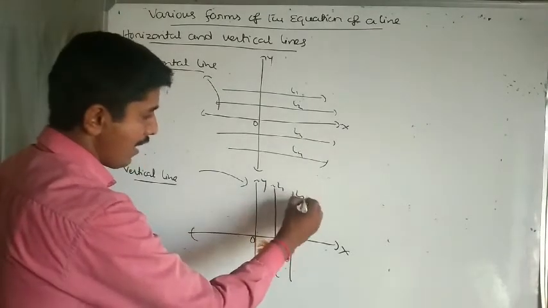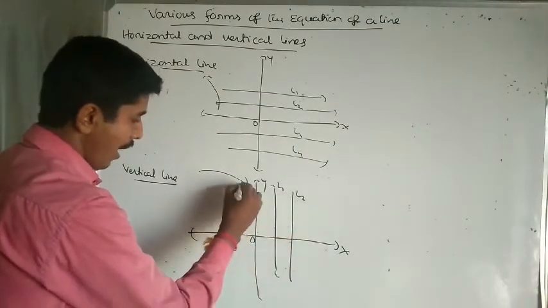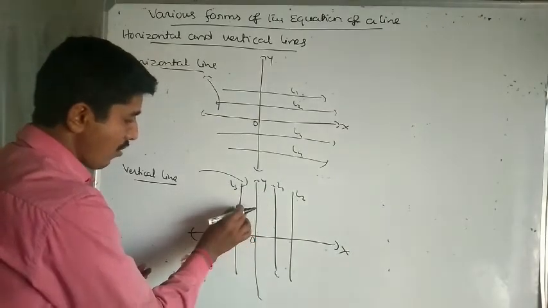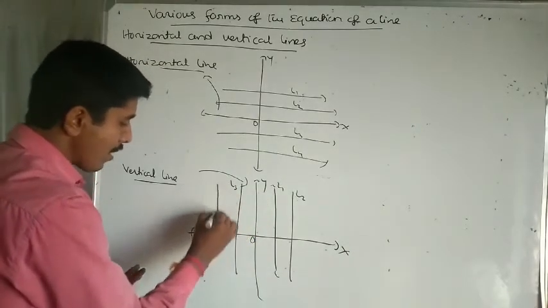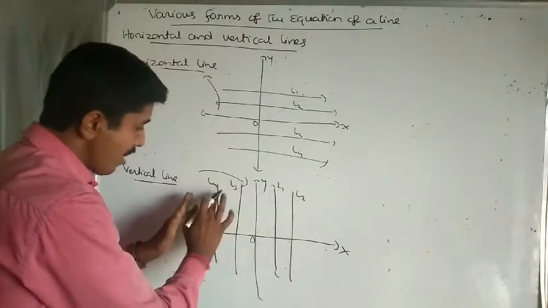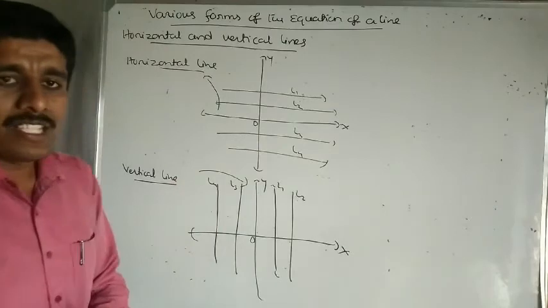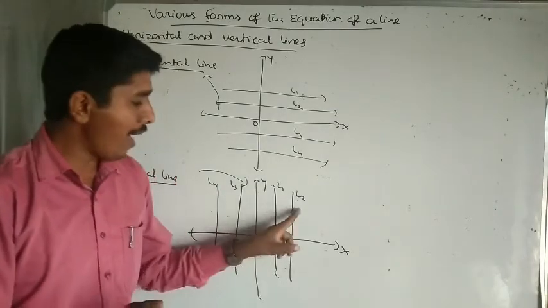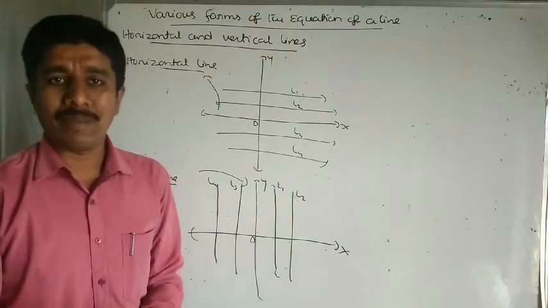Next, L2 line. It is parallel to the y-axis. It is a vertical line. Or L3 line parallel to the y-axis, therefore it is called a vertical line. Next, L4 line. This line is parallel to the y-axis, therefore it is called a vertical line. This means a vertical line is nothing but any line parallel to the y-axis or the y-axis itself.